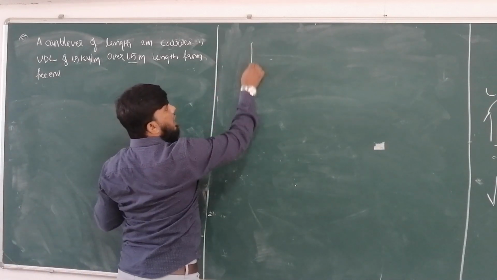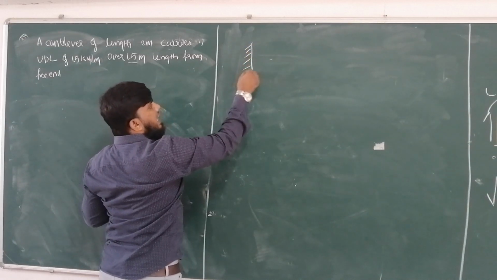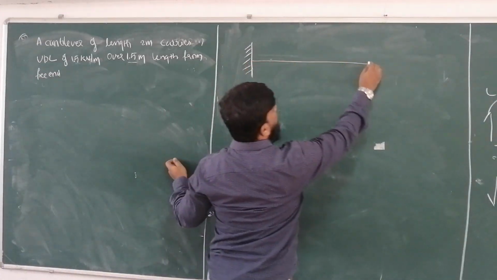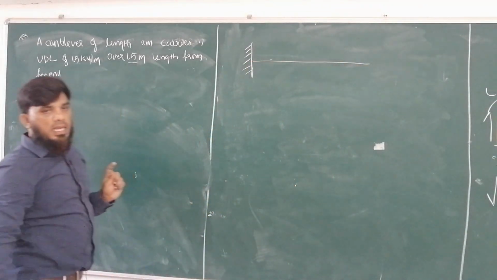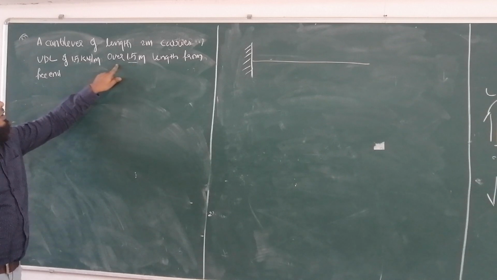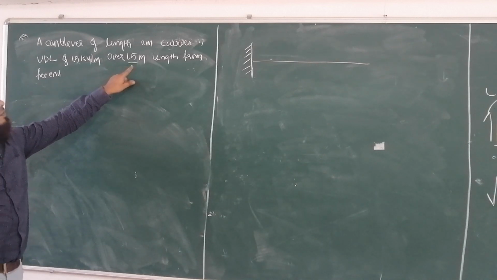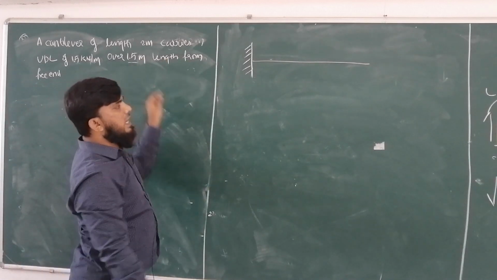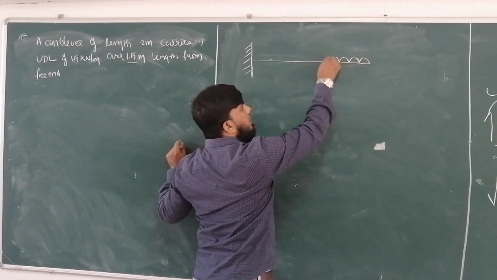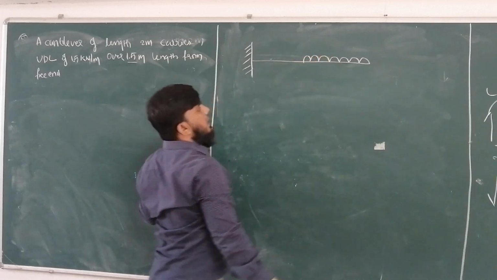First of all, let us draw the cantilever beam. What is a cantilever? One side should be fixed, the other side should be free. So I have drawn the cantilever. Next, let us see what data they have given. UDL. What is UDL? Uniformly distributed load. It is acting for a length of 1.5 from the free end. This is your free end. So from the free end, we will draw for a length of 1.5.